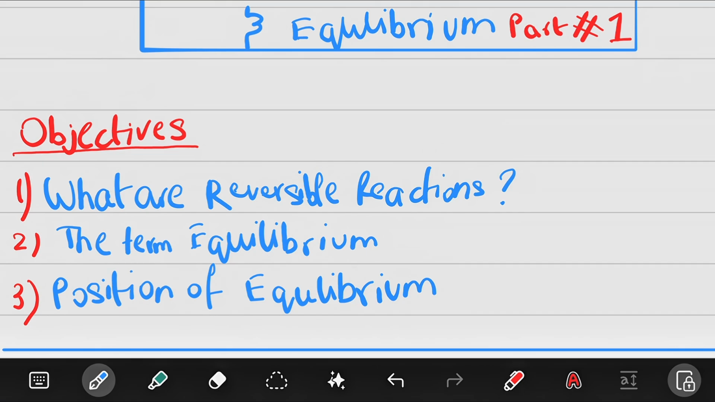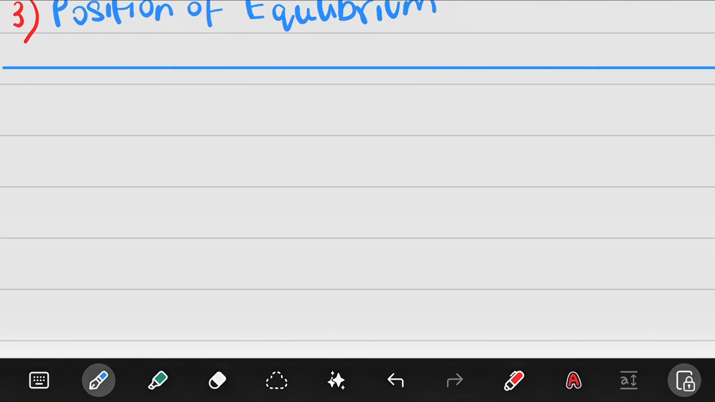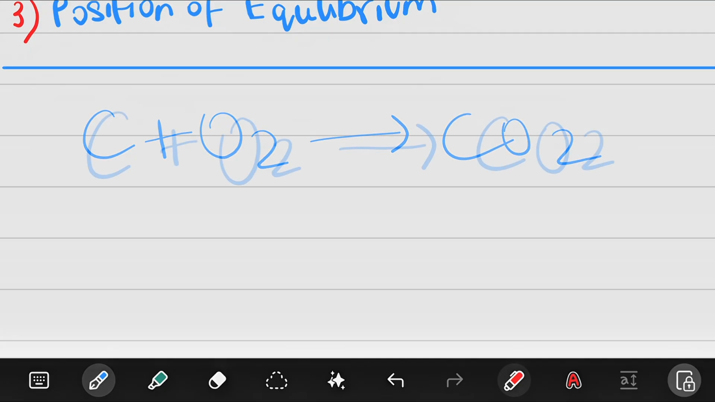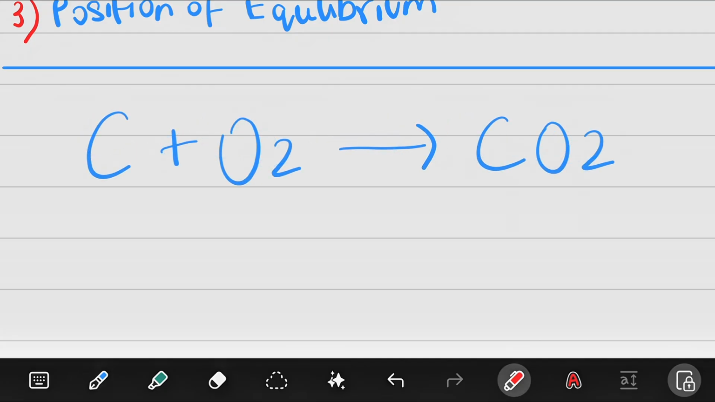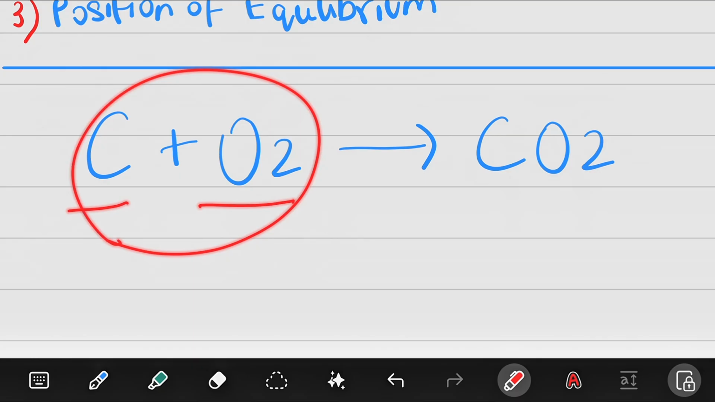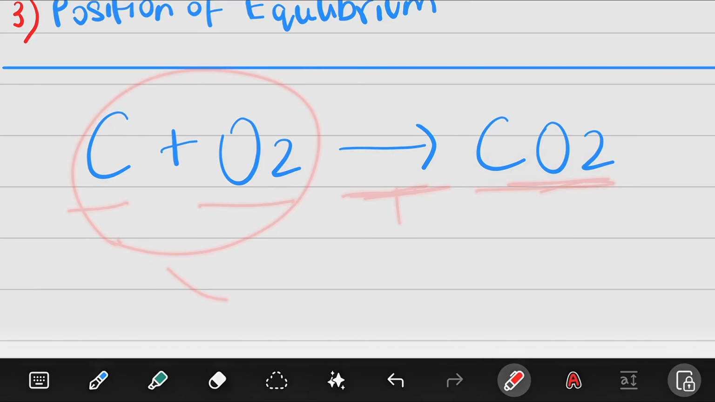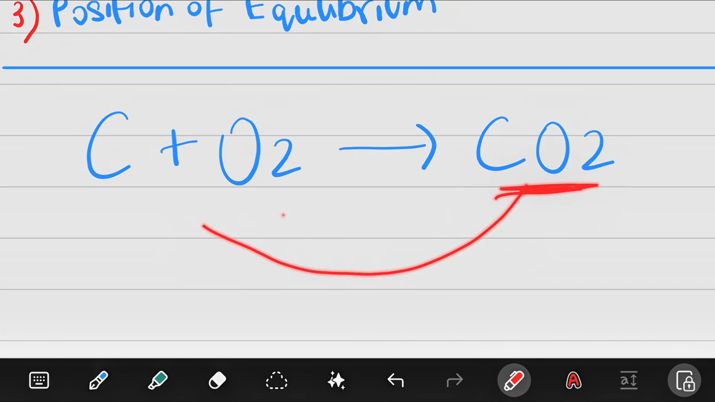Now, when we look at chemical reactions, we see something like this. Carbon plus oxygen will give me carbon dioxide. So what happens here is that carbon and oxygen react together to form carbon dioxide. This means that this is a one-way reaction. The reactants get transformed into the products. This means that once the carbon dioxide is formed, it will not turn back to carbon and oxygen individually.